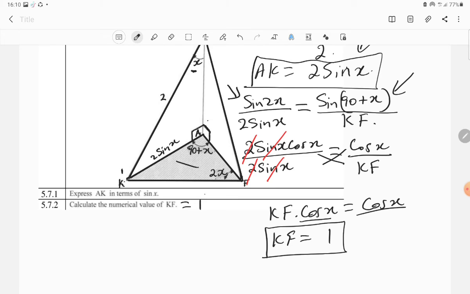We have figured out that the sine rule can really help us here because we do have these corresponding sides and corresponding angles for us to use effectively the rule of sine.